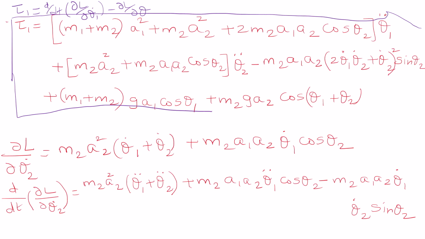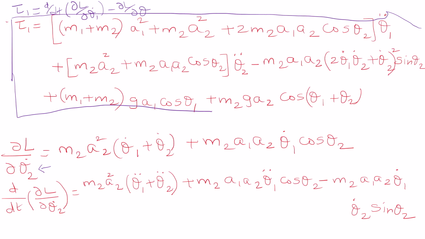In the same way, we also have to get the second torque equation, that is τ2. For that, we need to just differentiate the Lagrangian relative to θ2. First let us get ∂L/∂θ2 dot. Wherever you have this θ2 dot term in the Lagrangian, that alone will be differentiated, and the remaining terms will go to 0. So on differentiating, we will be getting m2 a2 square (θ1 dot plus θ2 dot) plus m2 a1 a2 θ1 dot cos θ2.